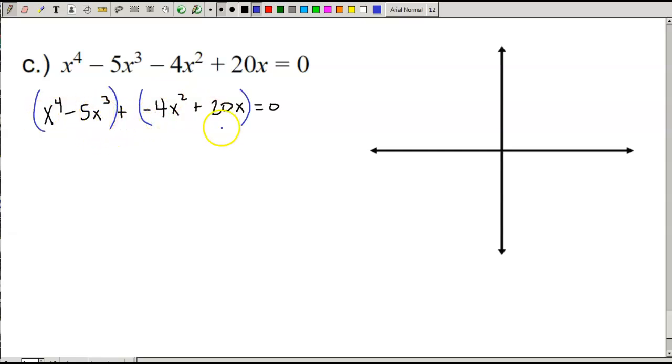So I'm going to make groups here, and by the way, there was no common factor that I could pull out, so I didn't have to do that. I'm going to look at each of these groups, and the first group, I definitely can pull out an x cubed.